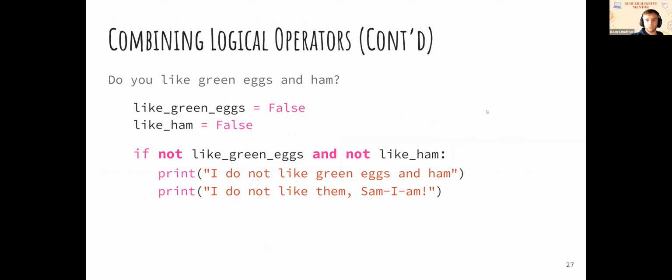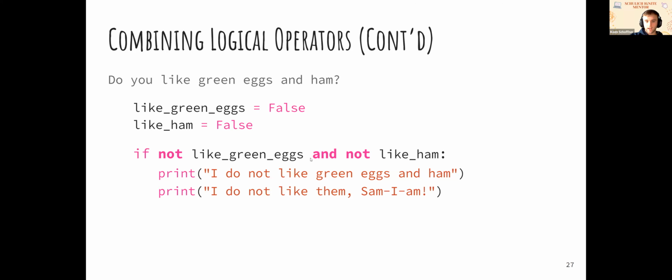If you remember the logical operators that we covered in the beginning of the session, you can also use those with if statements. We have two variables here in this example, green eggs and ham. Both are set to false. This if statement is checking, do you remember how not works? It inverts the Boolean value of the variable. Green eggs is false, but we're asking for the not of it, so that flips it to true.